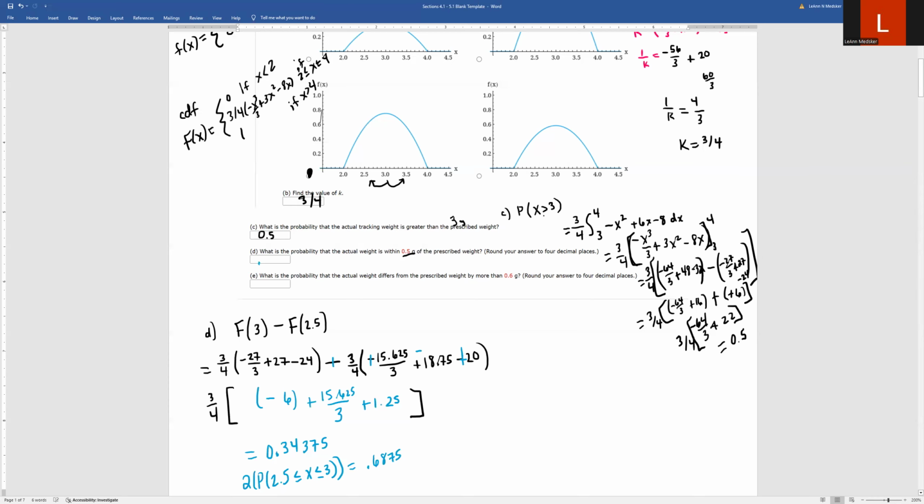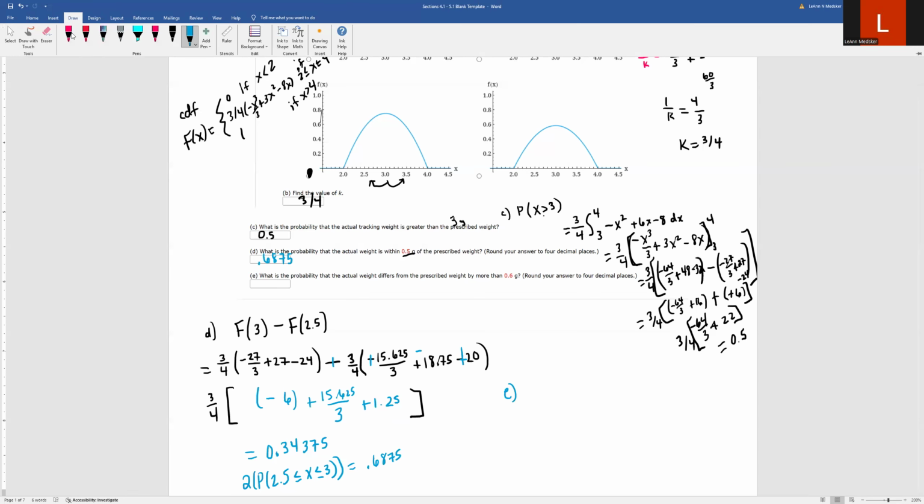So we write that in here, 0.6875. Okay. And then for part E, this is the last part. What is the probability that the actual weight differs from the prescribed weight by more than 0.6? Okay, this is a little different.